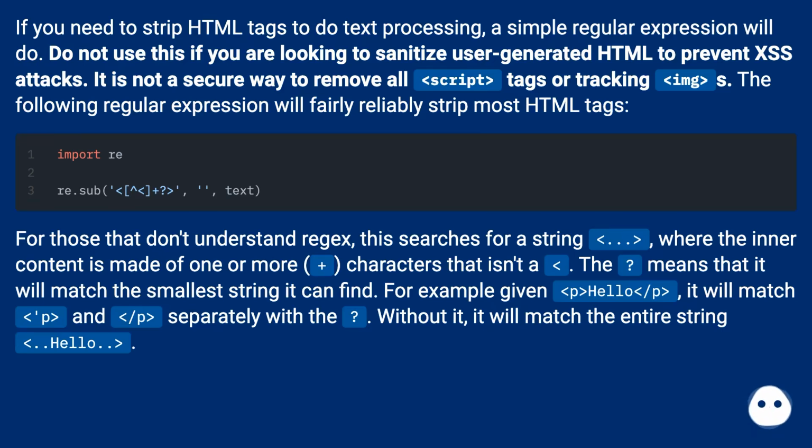For those that don't understand regex, this searches for a string less-than, where the inner content is made of one or more, plus, characters that aren't greater-than. The question mark means that it will match the smallest string it can find. For example, given hello in tags, it will match the opening tag and, separately, the closing tag. Without the question mark, it will match the entire string from the first less-than to the last greater-than.